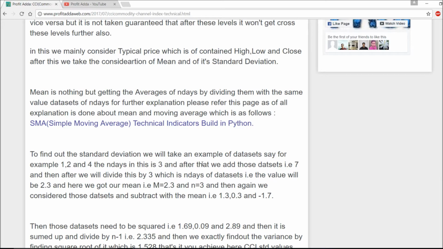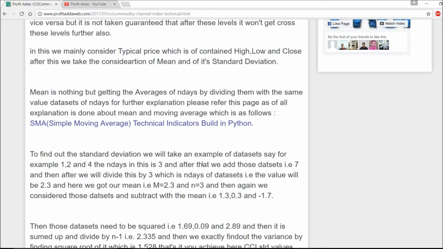One more thing: this only gives us an opportunity, it is not accurate. Even when considering this indicator, the prices can go below plus 100 and above minus 100 also.